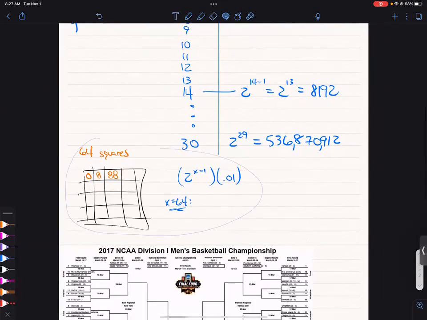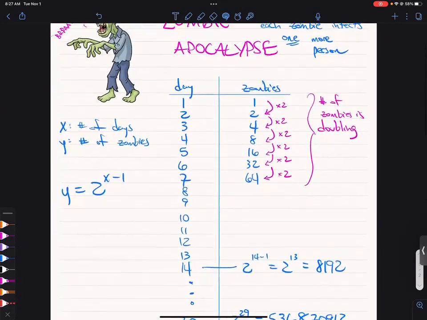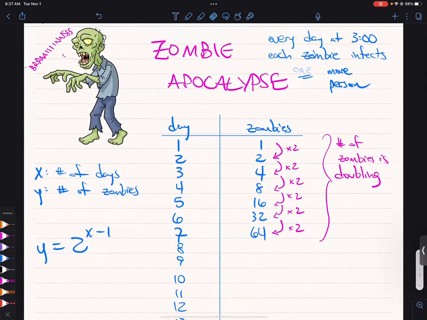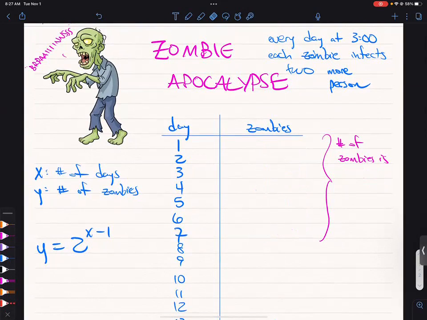Okay, what if we tweak things a little bit and do the same stuff, but now each of the zombies goes out and infects 2 more people instead of 1? What's going to change? So we go from 1 to 3 to 9 to 27 and so on. Times 3 instead of times 2, right? Tripling instead of doubling.